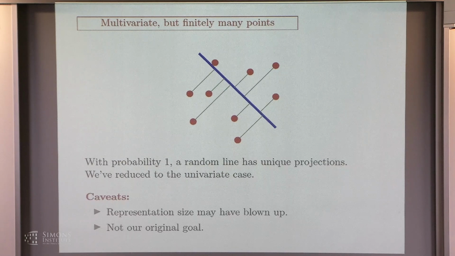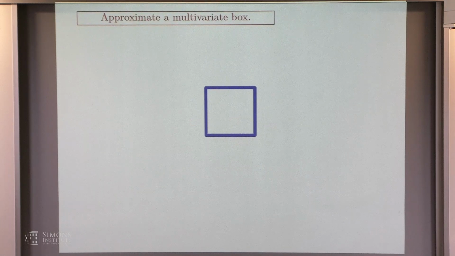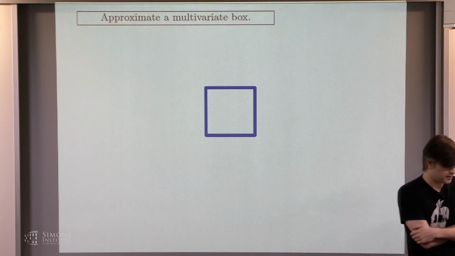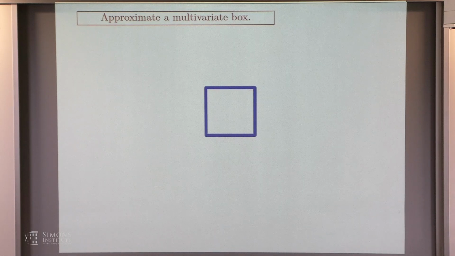So even if your goal was a finite point set, the representation could have really blown up badly if you do this. So this is actually not a good idea. And our goal was not to represent on finite point sets. Okay. So now let's go to the real case that we care about, which is we want to approximate multivariate functions with, for now, shallow networks, essentially.